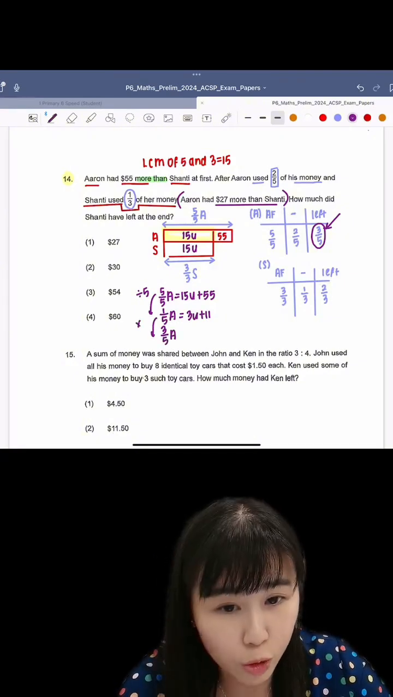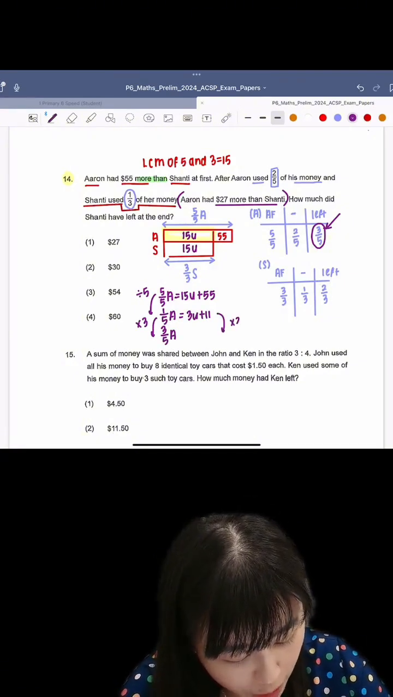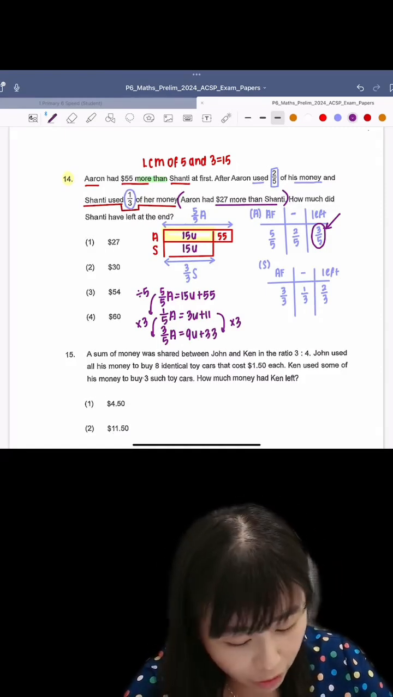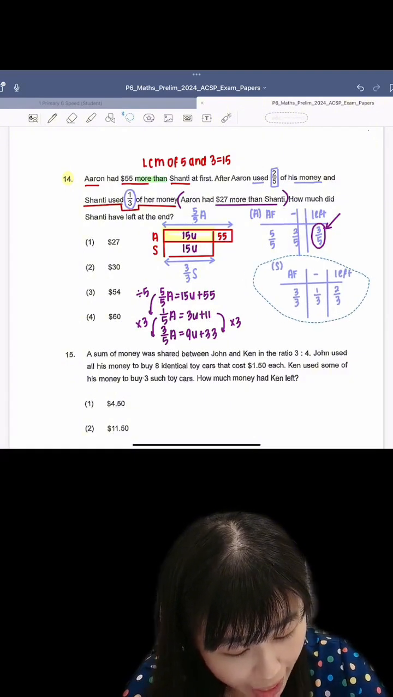Now from 1/5 to 3/5, you times 3. So you'll get 9 units plus 33. So you found the end for A already. Let's move on to S.